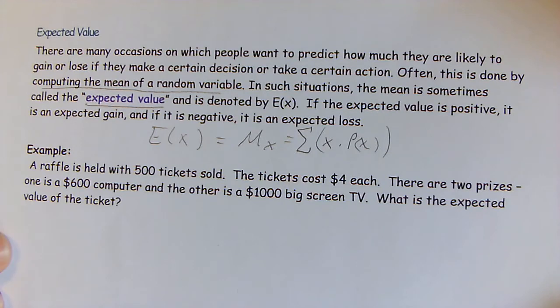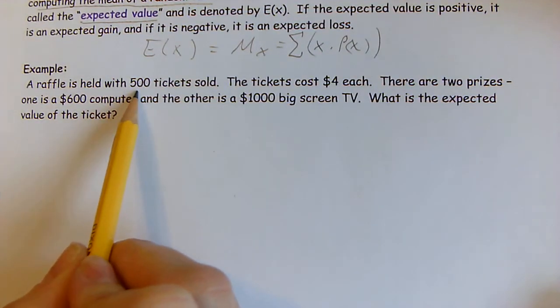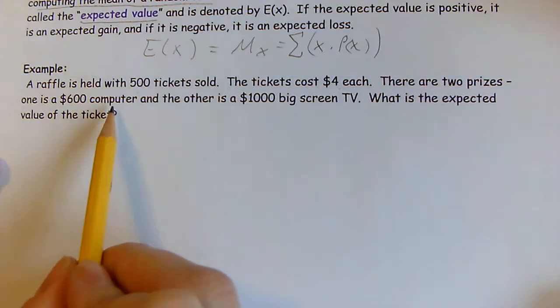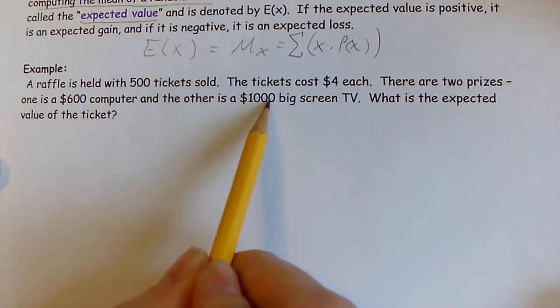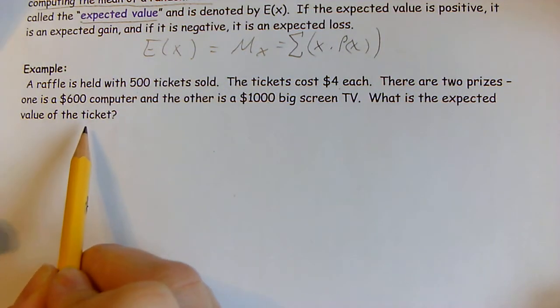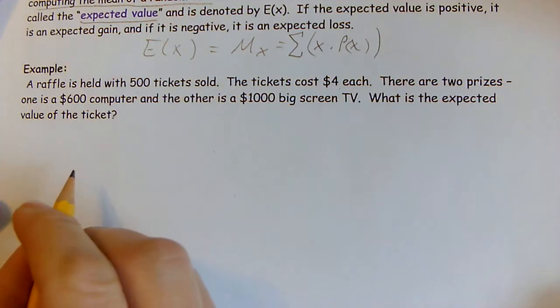So we'll do two examples of expected value. Okay, so for this example, a raffle is held, and there are 500 tickets sold. Each ticket costs $4. There are two prizes, a $600 computer and a $1,000 TV. What's the expected value, or the average gain or loss, per ticket? Well, what are your outcomes?